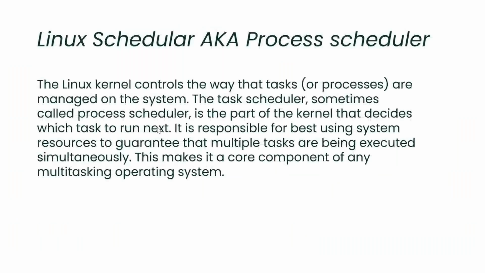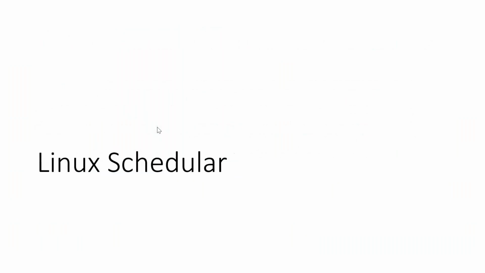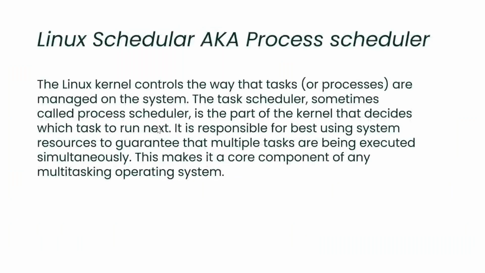Now scheduling and preemption. What is scheduling? Remember, scheduling is one of the work functions of the kernel. The Linux kernel controls the way that tasks or processes are managed on the system. So who is managing, scheduling and controlling all the tasks? There is one component called the task scheduler, sometimes also called the process scheduler. This component is the part of the kernel that decides which task to run next.